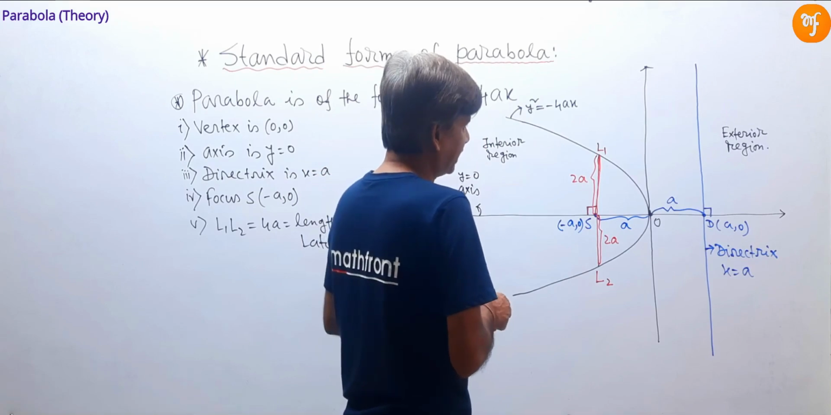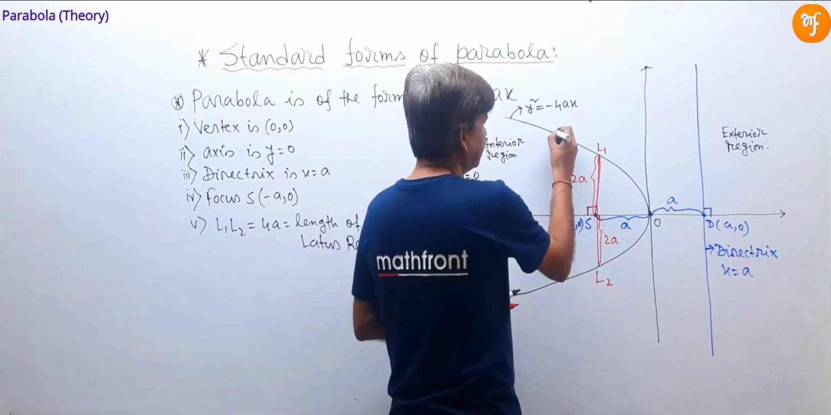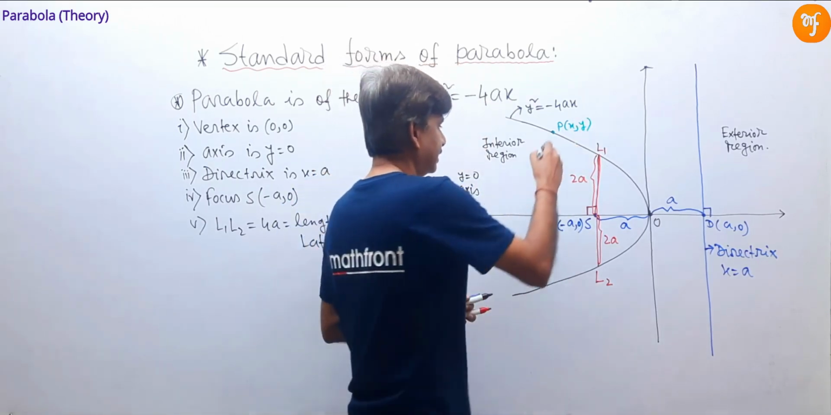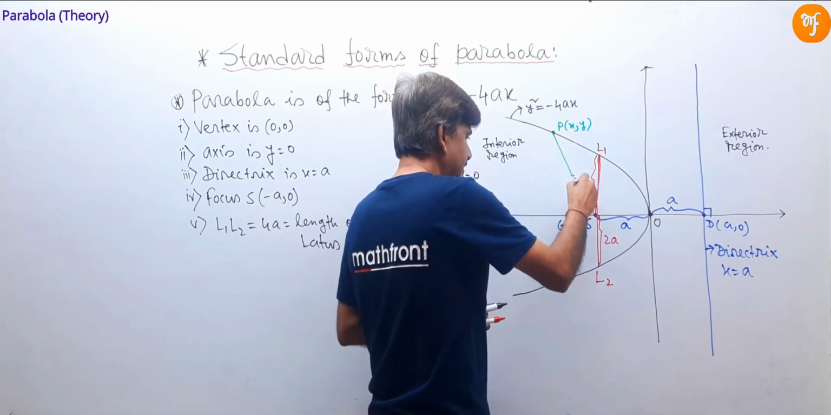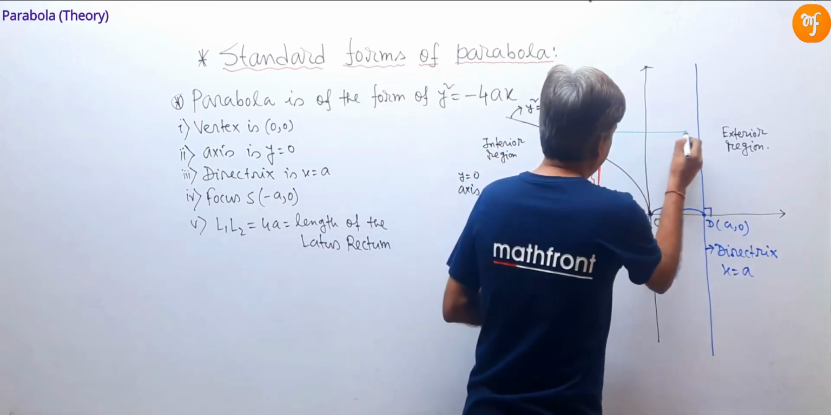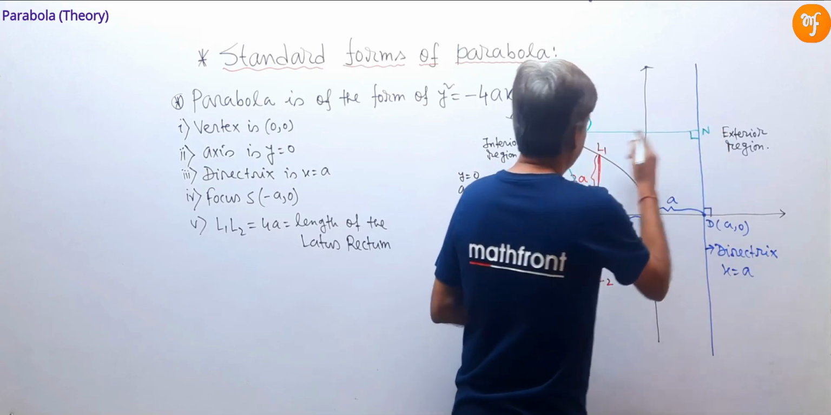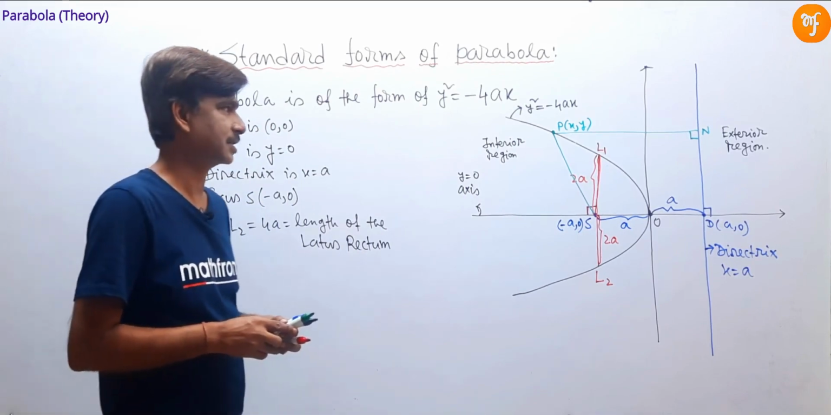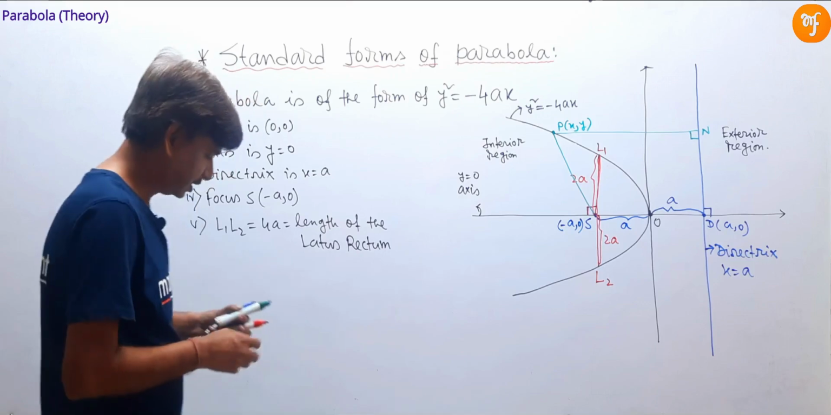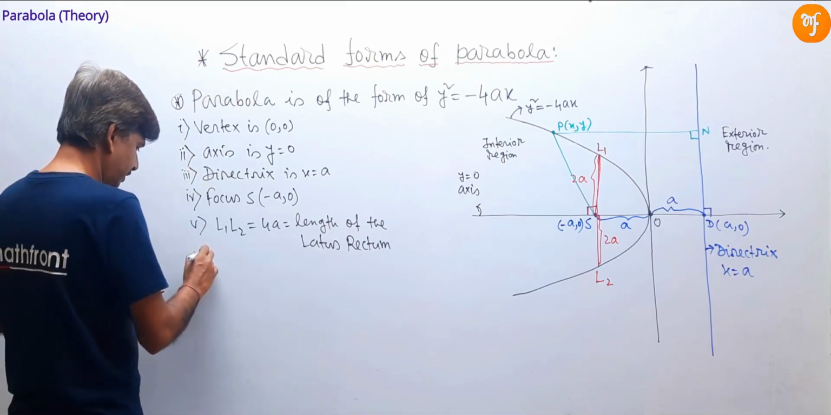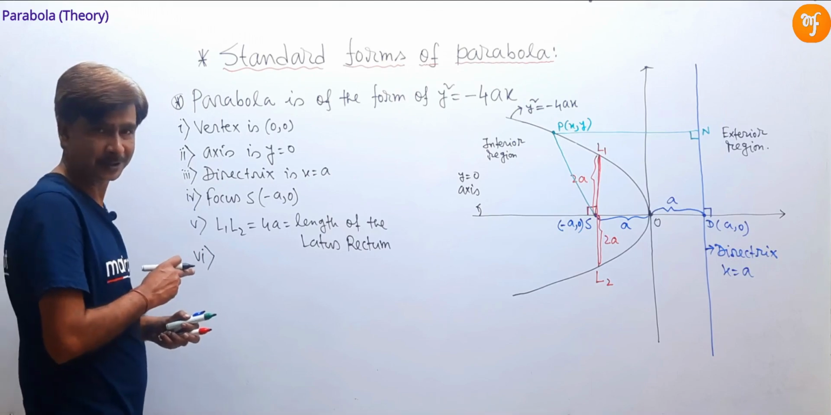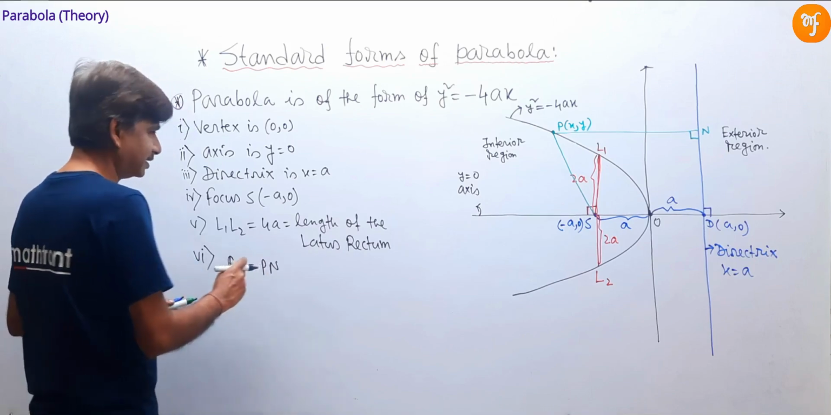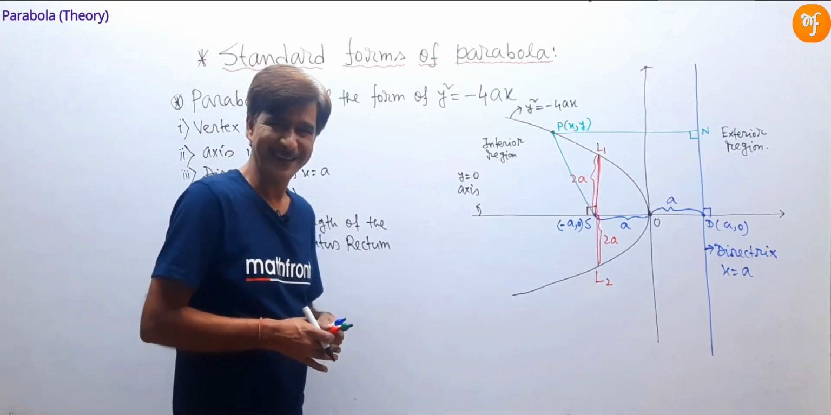Now, as per definition, if P is any variable point on this parabola, then PS should be equal to PN, where PN is the distance of the point P from the directrix and PS is the distance of the point P from the focus. So this is a very important point, and you can say the most important point in the study of parabola. So PS is equal to PN, where P is any variable point on the parabola. Understand? Clear?